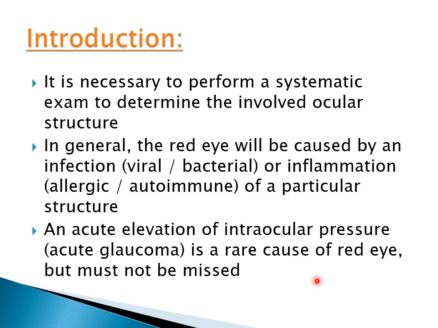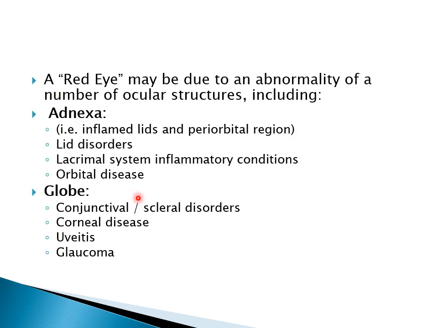We should not forget also that acute elevation in the intraocular pressure, the case that is known as acute angle closure glaucoma, is a well-known cause of red eye, but it is usually painful. Red eye may be due to abnormality of a number of ocular structures, including adnexa. Adnexa, it's a term that is used to describe the external structures around the eye, including the eyelids, the lacrimal system, the lacrimal apparatus, the orbit, etc.